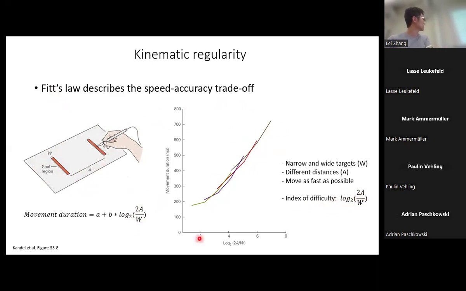And if we plot the relationship, of course we have movement duration here with this equation. If you plot the x-axis as the index of difficulty and the y-axis as movement duration, we can see a curve that can be explained by this mathematical model. But of course, this model doesn't tell us about any mechanism of this movement. It's just a description and curve fitting.